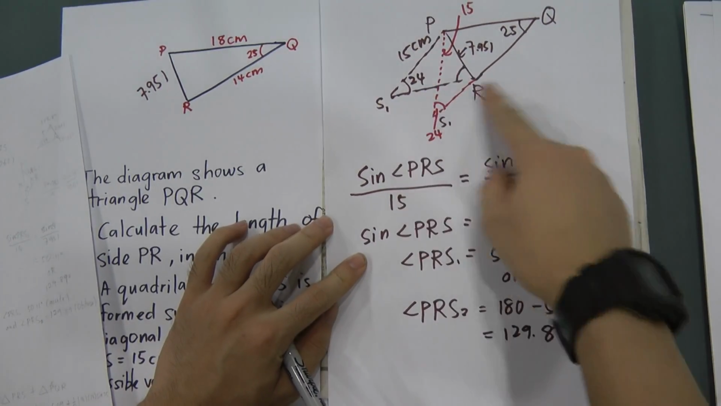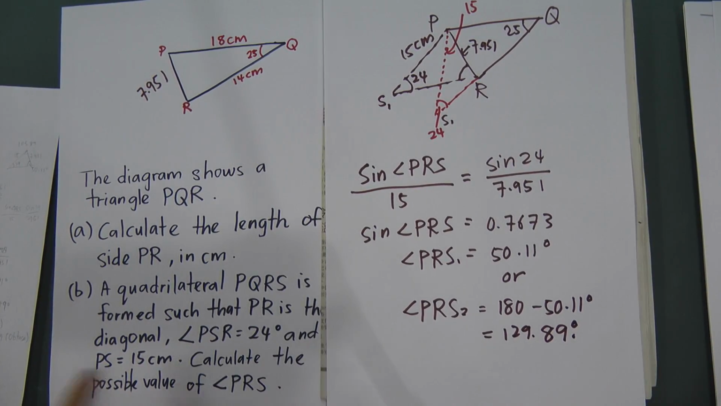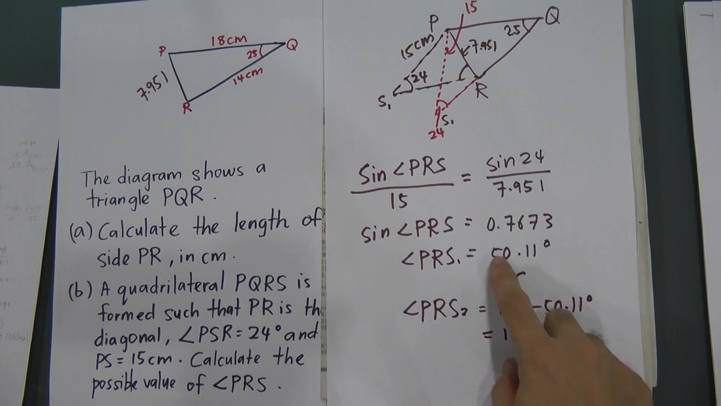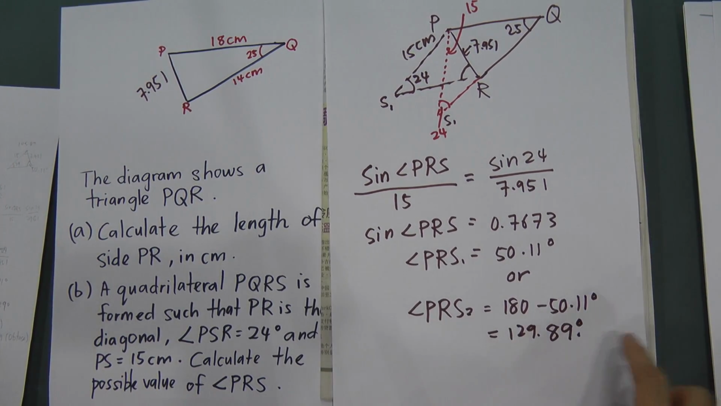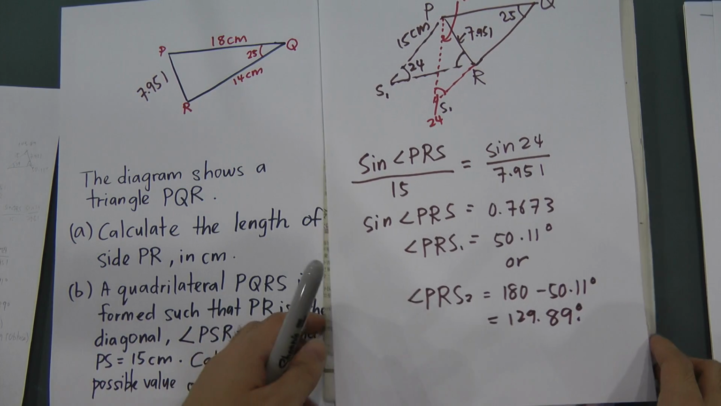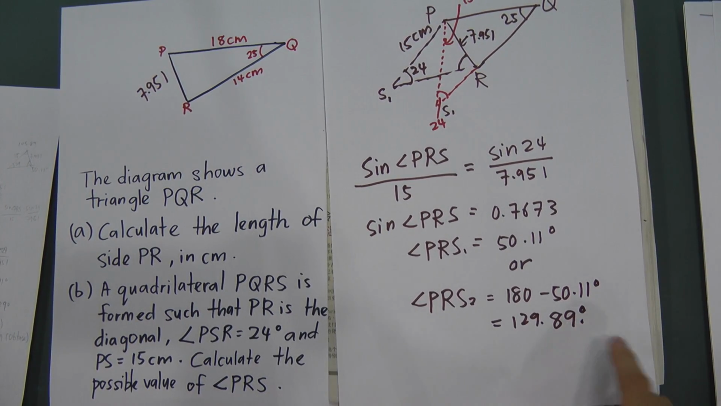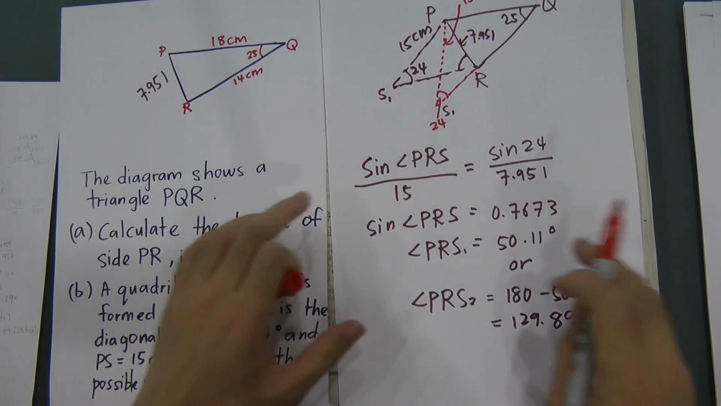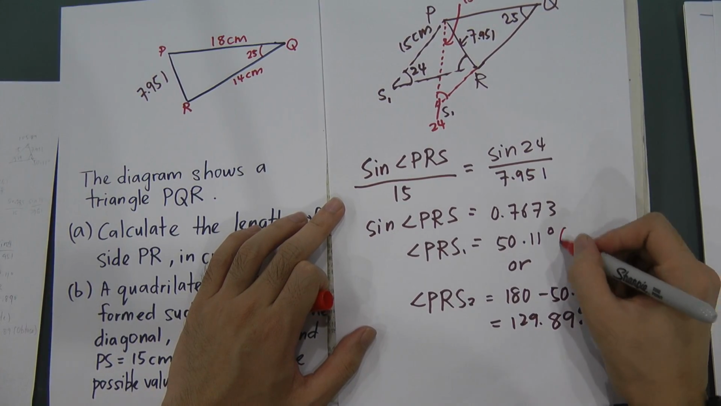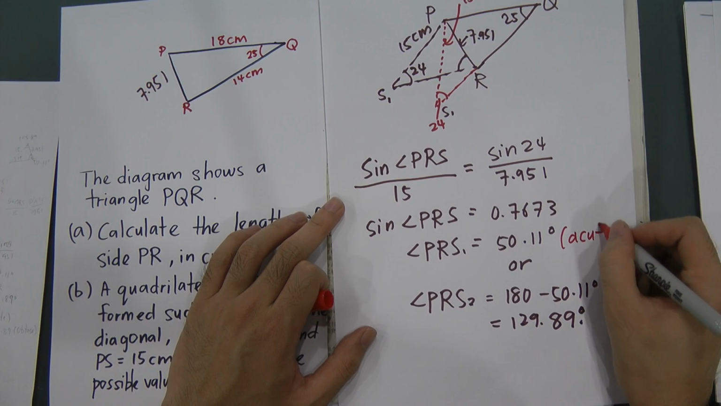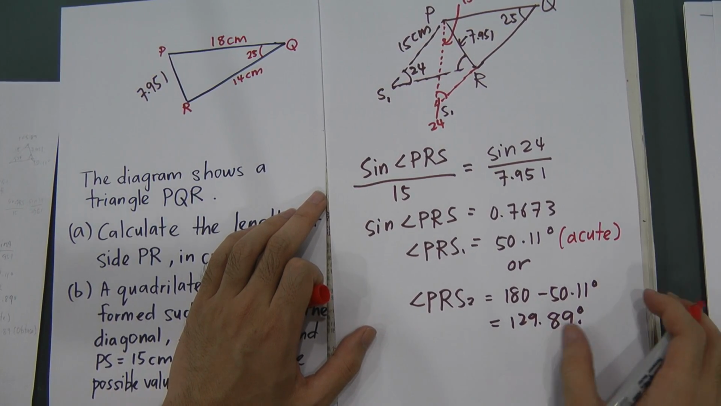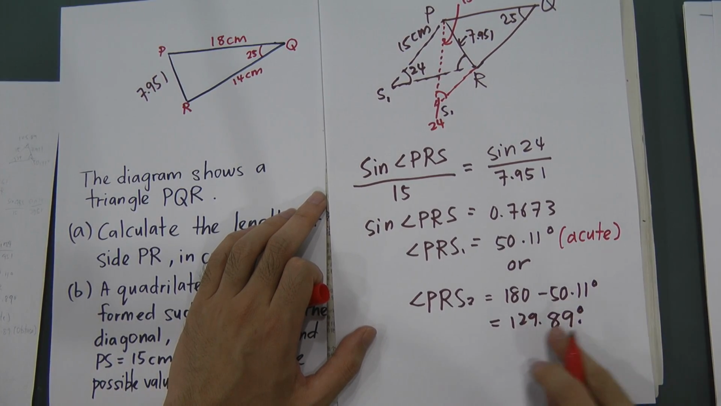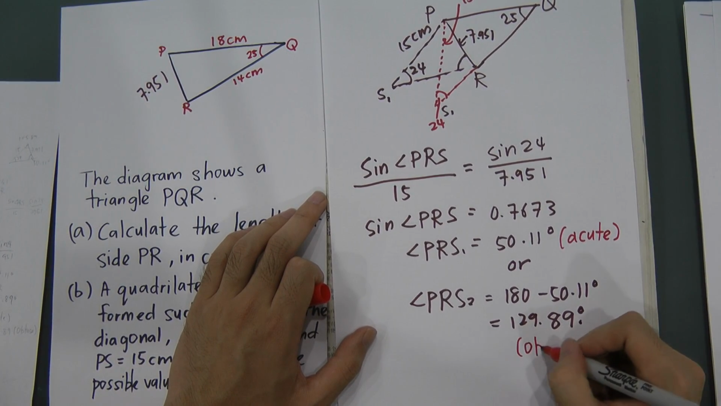If this question asks you to find all the possible values, after you got the first value, you want to find the second angle, you just use 180 minus the angle. So you will get 129.89 for the second angle. This one, the angle smaller than 90, in mathematics we call it an acute angle. And for this one, the angle bigger than 90 and smaller than 180, we call it an obtuse angle.